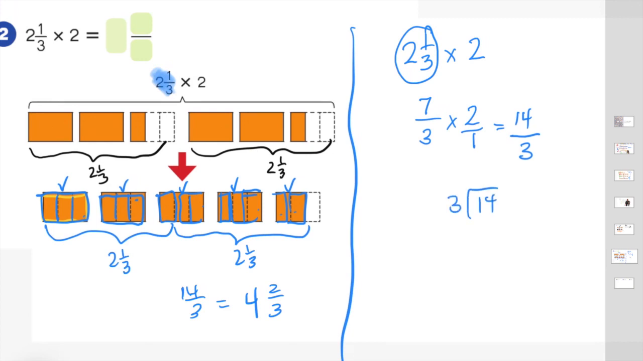And so 14 divided by 3 is 4, with 2 left over. The leftover part becomes my numerator, and the divisor becomes my denominator. So 4 2/3. The same product we got when we were looking at the model.